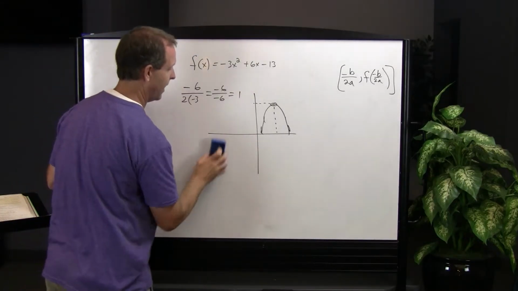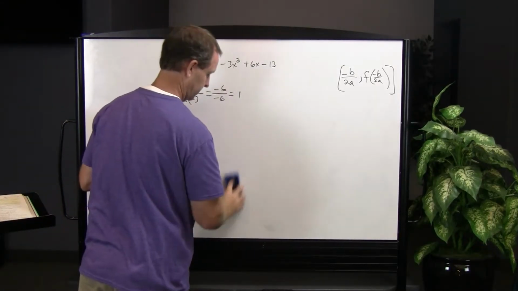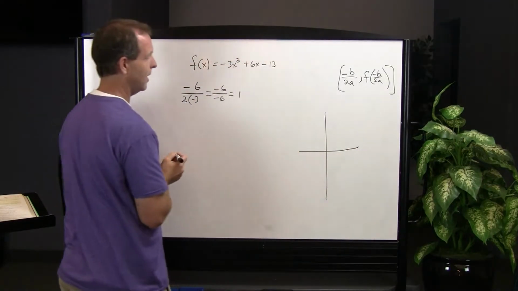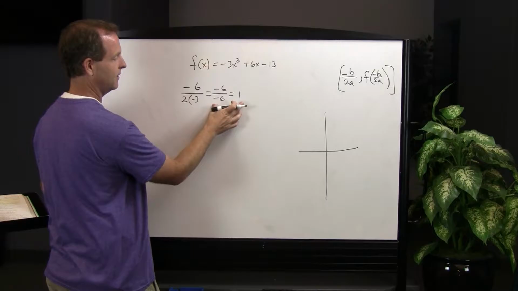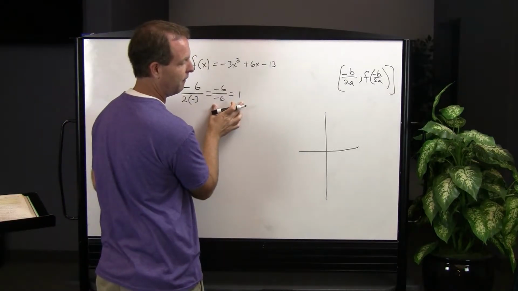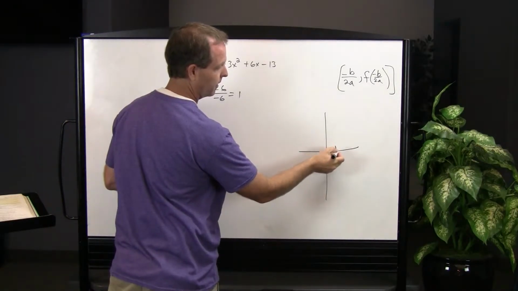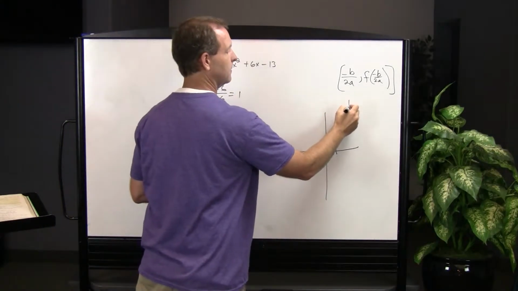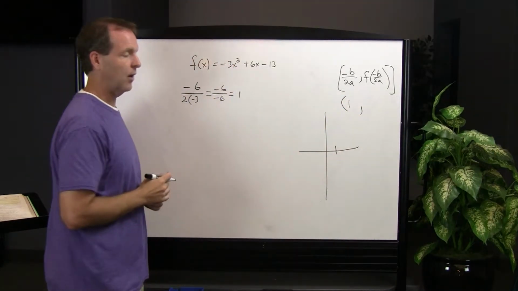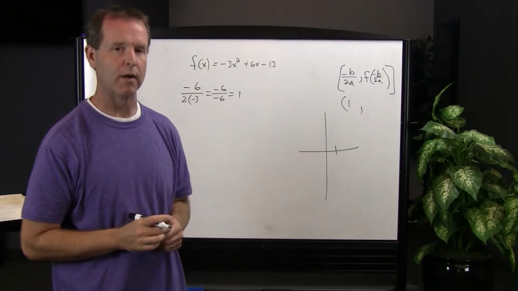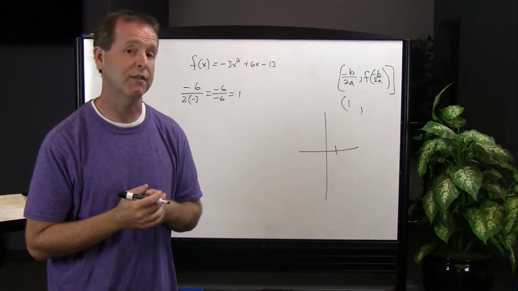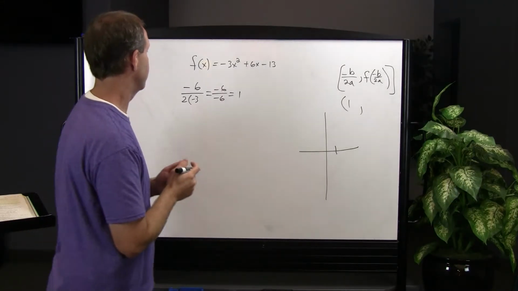Let me remove this graph. So that tells me then that I have my maximum value occurring at the x-coordinate of 1. So how do we find its corresponding y-coordinate? By plugging 1 into the function and seeing what its value is when x is 1.